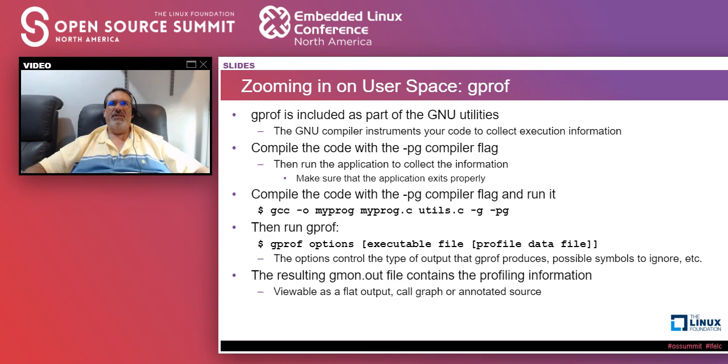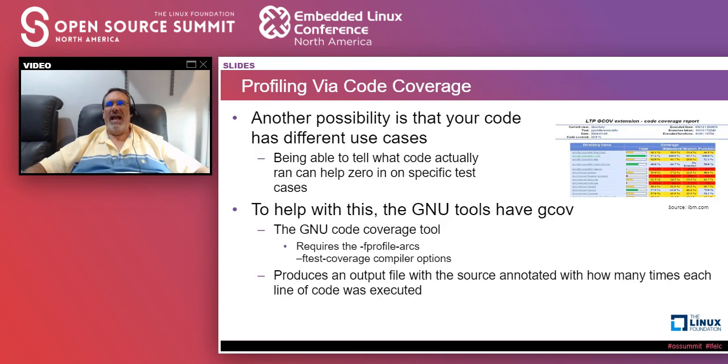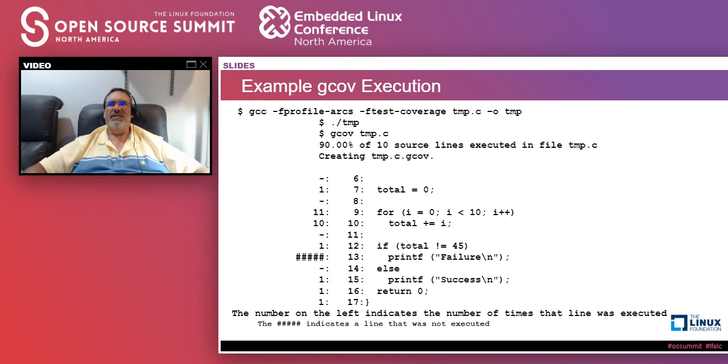In the case of GProf, we just simply have to specify the -pg flag in order to turn on the profiler. And then we will run GProf on the executable file. It will then produce an output that we can then take a look at. In some detail, it'll tell us little bits and pieces. Let me show you here an example. So here we're looking at code coverage, which is also out of GCOV, the coverage tool. So GCOV and GProf, they're kind of old tools, but they're still very effective.